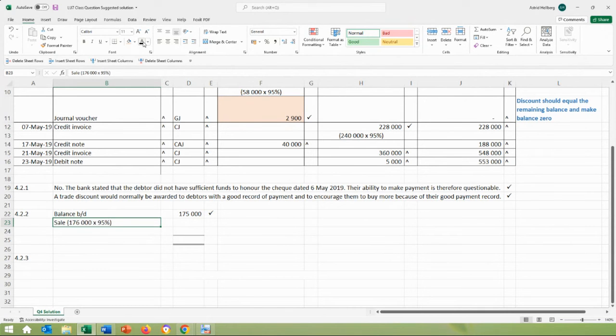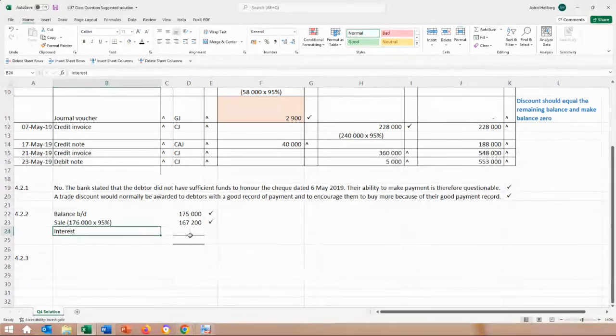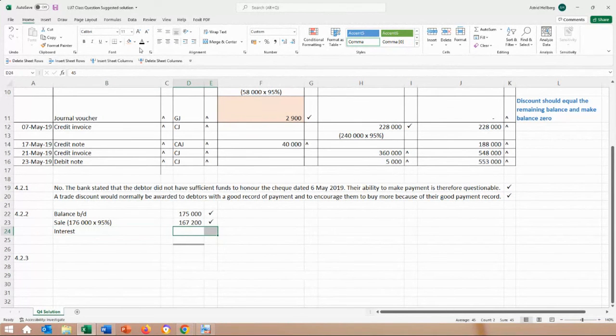So then we take the sales. Now remember, we only show the amount they are supposed to pay us, which is the sales amount less the 5% discount we've given them. That's why I took the 176,000 and multiplied it by 95% to give me a value of 167,200. And then we add the interest that was charged to their account of 45 Rand to give us a new balance of what is outstanding of 342 Rand.